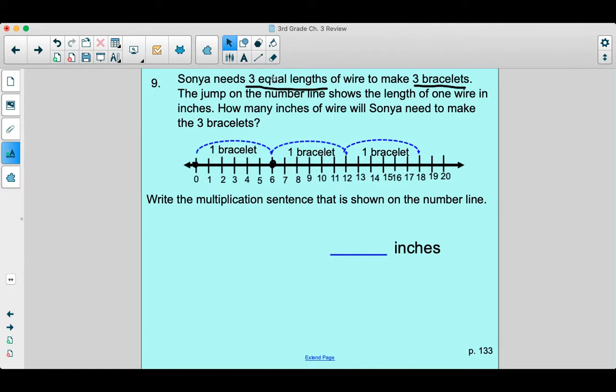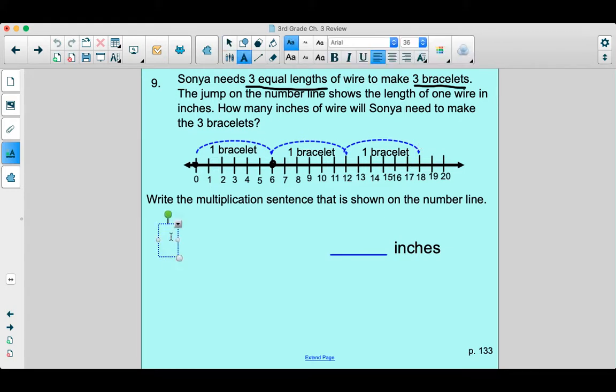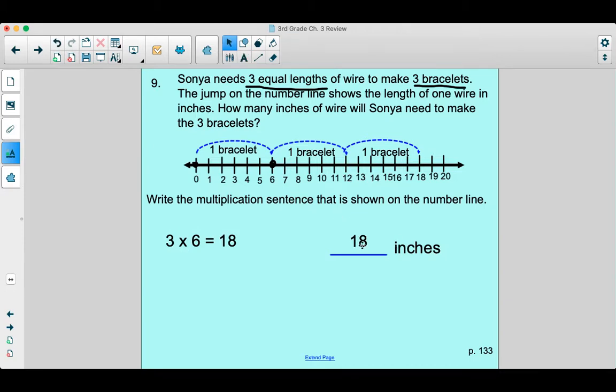And she has 3 equal lengths of wire to make 3 bracelets. So where did we end, you guys? Let's see, check it out. We ended at the 18. So it looks like we just did 3 groups of 6. 3 groups of 6 makes 18. So the answer here would be 18 inches. Looks right to me. All right, on to the next.